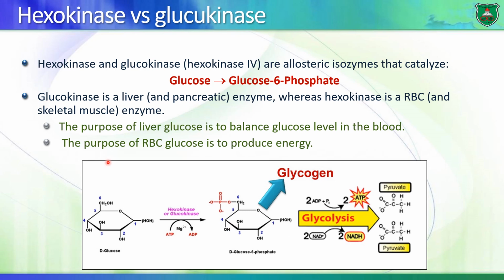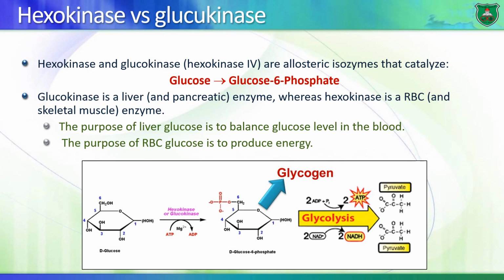Now, the purpose of glucose in red blood cells is basically to produce energy through glycolysis. That's the only way by which they can produce energy because they have no mitochondria. So in red blood cells, glucose is converted to pyruvate and then pyruvate to lactate, producing enough energy for red blood cells to function properly.